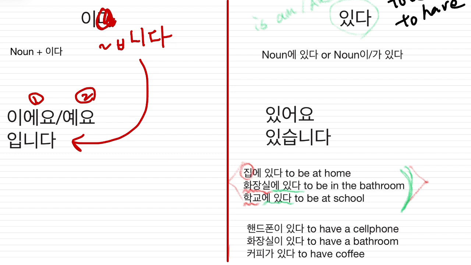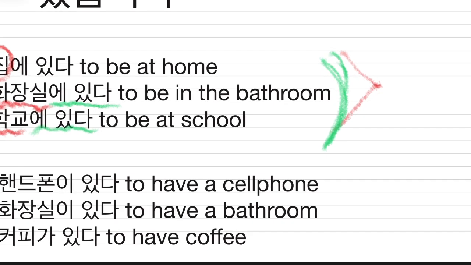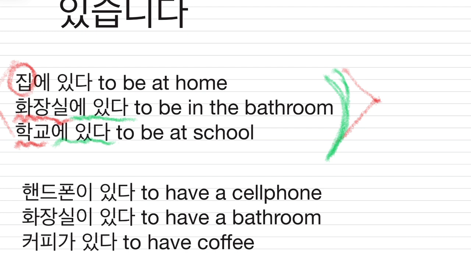So it's like, 핸드폰. What is 핸드폰? 핸드폰, a cell phone. 핸드폰이 있다, to have a cell phone. That means I have a cell phone. You have a cell phone. She has a cell phone.